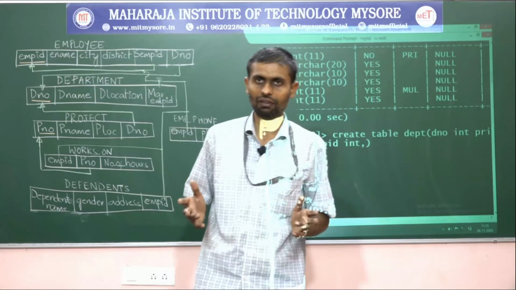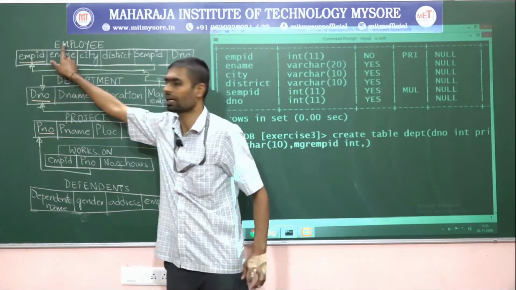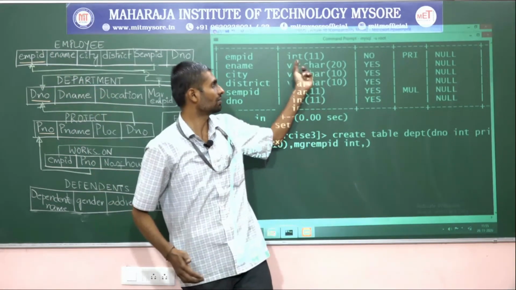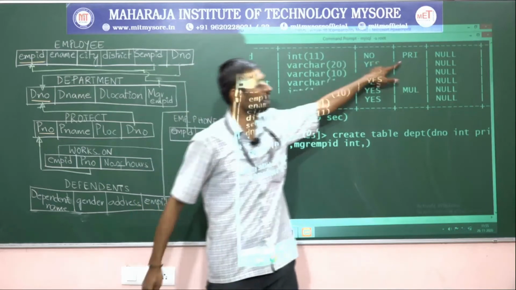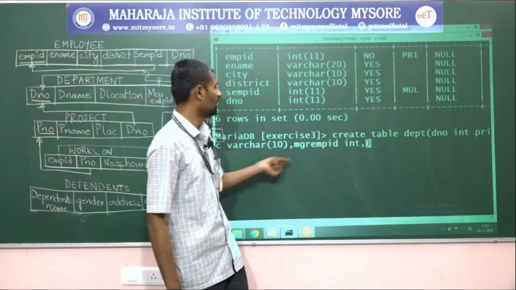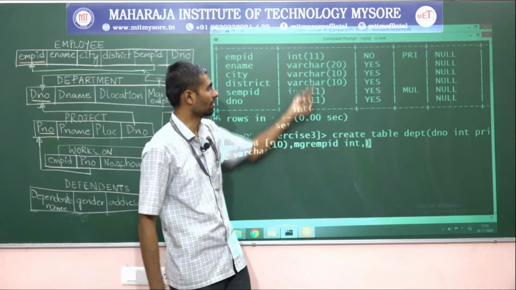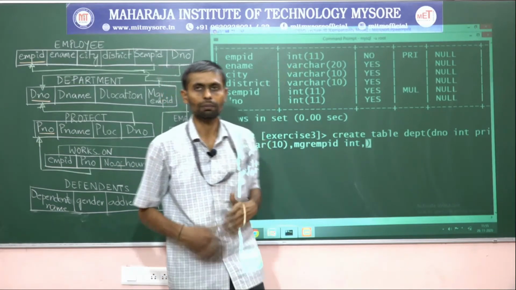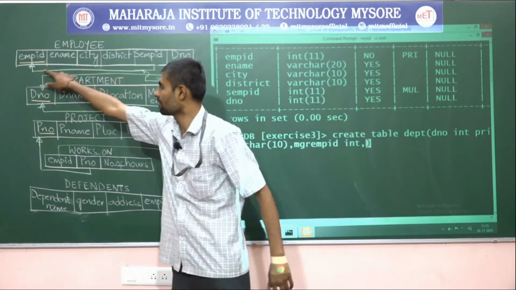So anyway, we made this EMP-ID of the employee table a primary key in the previous case. We have seen that right here. So now definitely I can make this manager employee ID a foreign key, where it is pointing to EMP-ID. That we can do, we can achieve it.